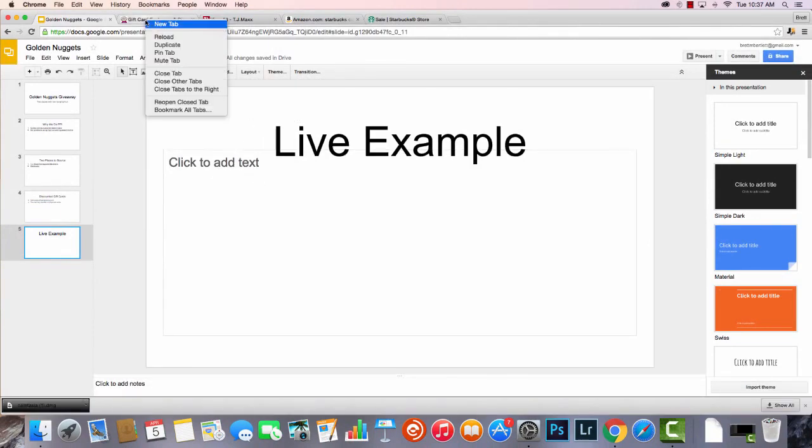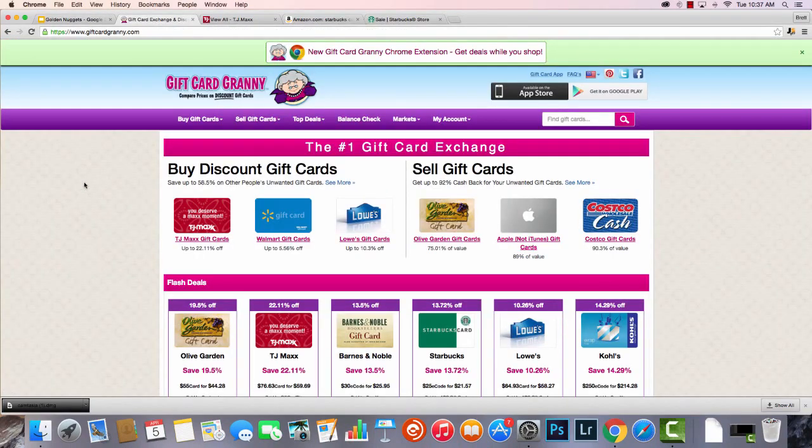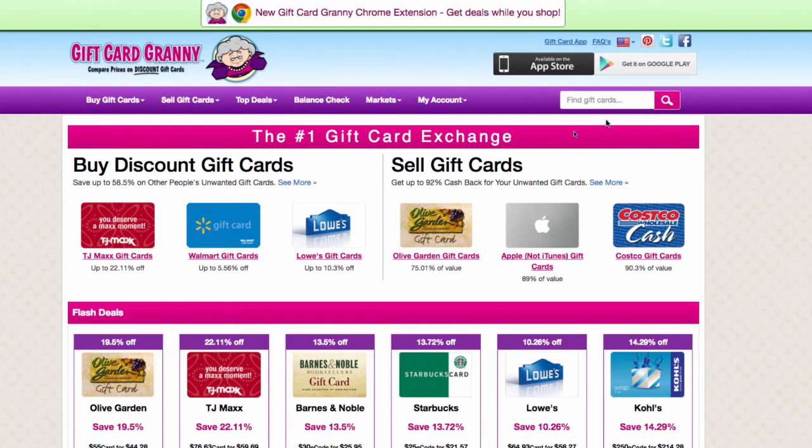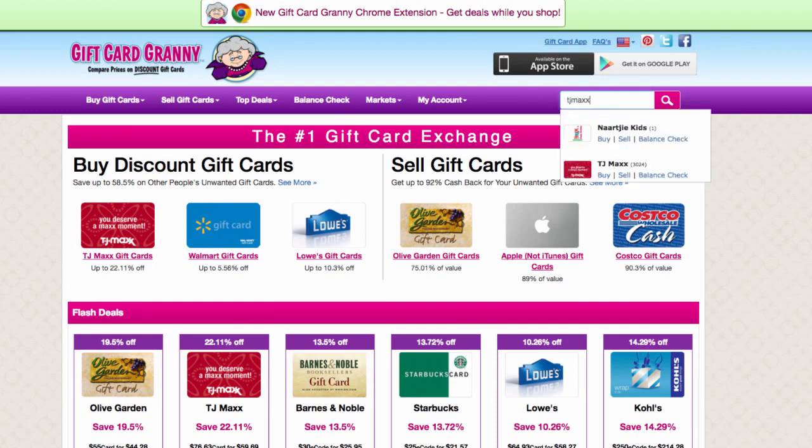All right, so whoops, let's go to giftcardgranny.com. I'm going to zoom in a little bit here for you guys so that you can see my screen a little bit better as we're going. So here you can see Gift Card Granny, and really this is just one gigantic database, but check it out right here. This time of season, this is why you guys got to jump on it. TJ Maxx gift cards up to 22% off. That's crazy, right? Who's with me on that? Crazy percent off. All right, so let's go ahead and check out the TJ Maxx gift cards.